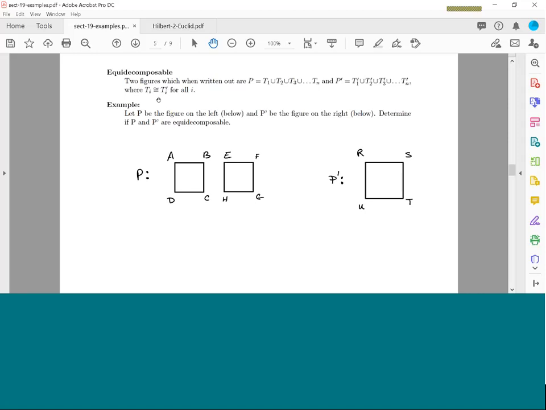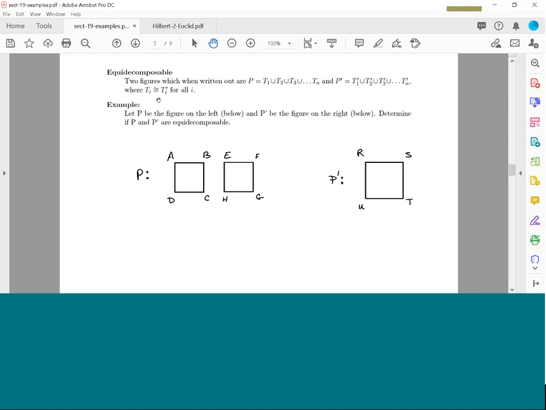Now, here's why we care about this. If two figures are equidecomposable, you're able to chop one up, rearrange it, form the new figure, they're going to have the same area. So when you have really weird figures and you don't know how to find their area, what can you do? Chop them up into pieces, find the area of the individual things, reassemble them if you need to, and that's how you can find area. So that's one of the applications that we'll see in the future.